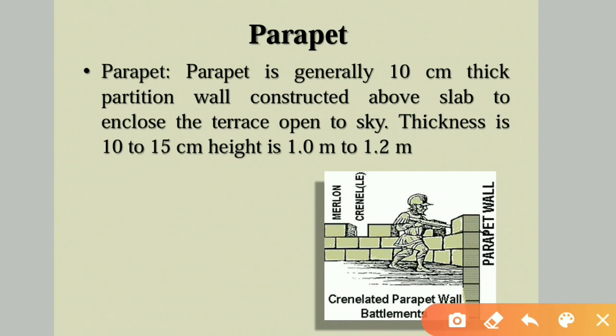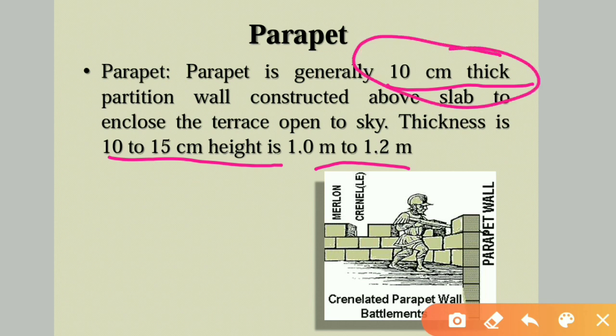Next, parapet. A parapet wall is generally a 10 centimeters thick wall constructed above the slab to enclose the terrace open to sky. Thickness is 10 to 15 centimeters. Height is 1 to 1.2 meters. One meter to 1.2 meters is the height of the parapet wall, and 10 to 15 centimeters is the thickness. Generally a 10 centimeters thick parapet wall is sufficient.